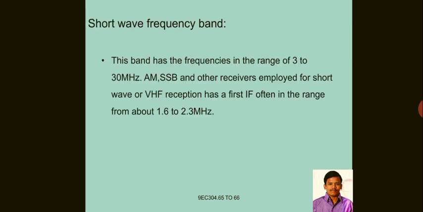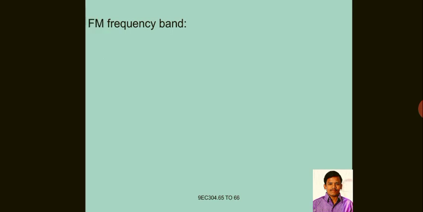Now similar to that, the short wave band has a frequency range from 3 to 30 MHz. AM, SSB and other receivers employed for short wave or VHF reception use a first IF, often in the range from 1.6 to 2.3 MHz. So this is the range of IF, between 1.6 and 2.3 MHz.